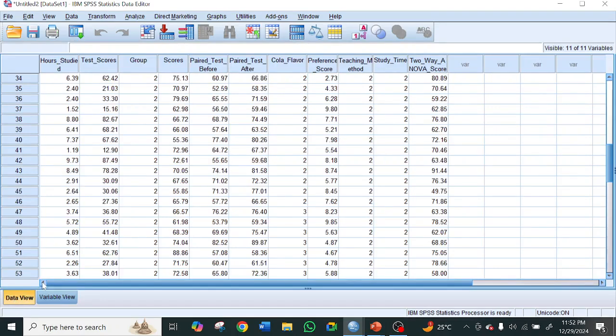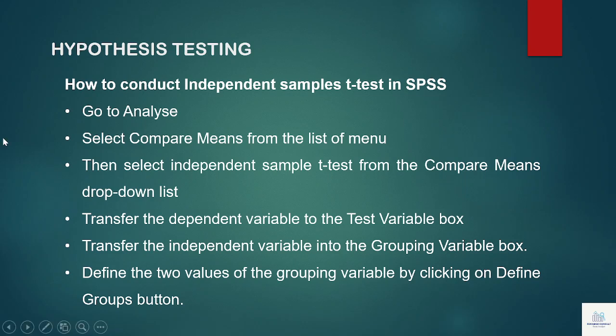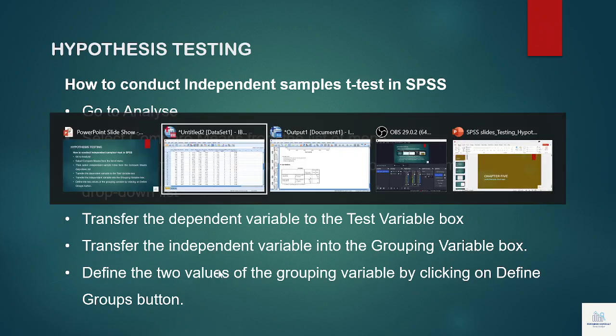So now let's see how we can carry out the independent sample t-test. Let's look at the steps we need to take. As usual, we go to analyze. We'll select compare means from the list of menu. Then we'll select independent sample t-test from the compare means drop-down list. Then we'll transfer the dependent variable to the test variable box. Then we'll transfer the independent variable into the grouping variable box, and we'll define the two groups. Let's see how we do this quickly.